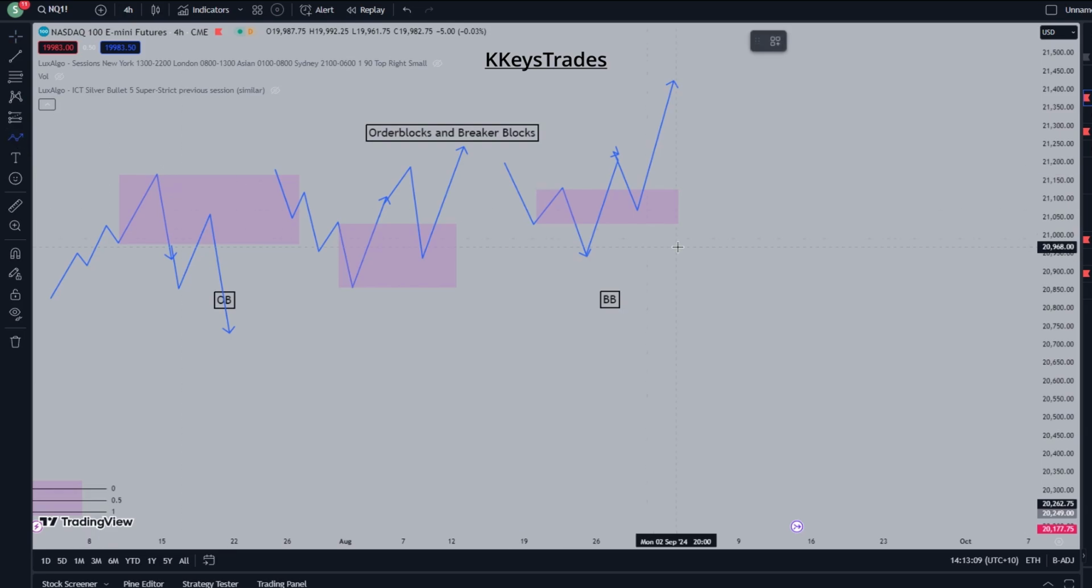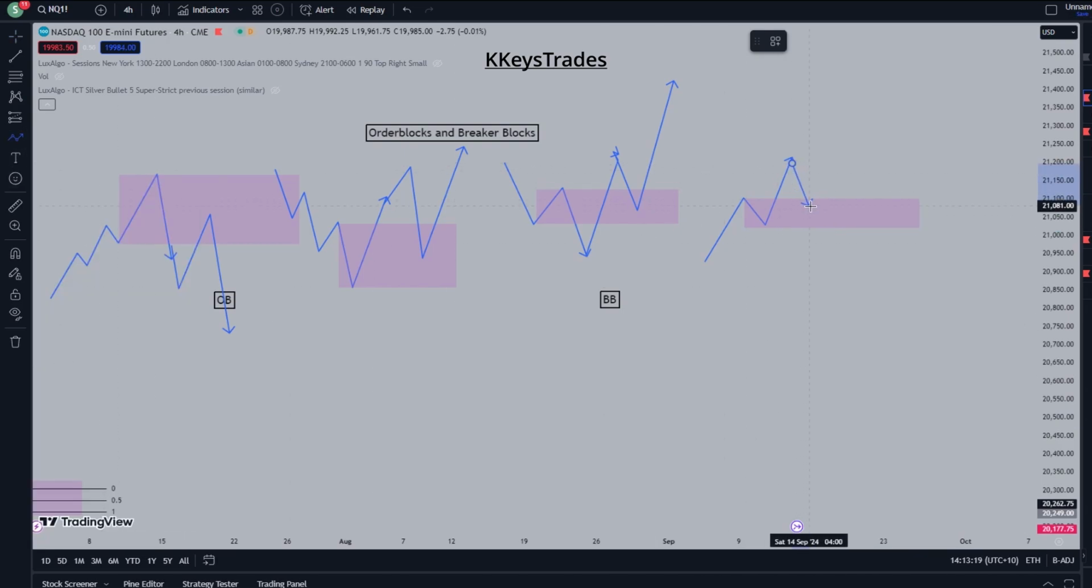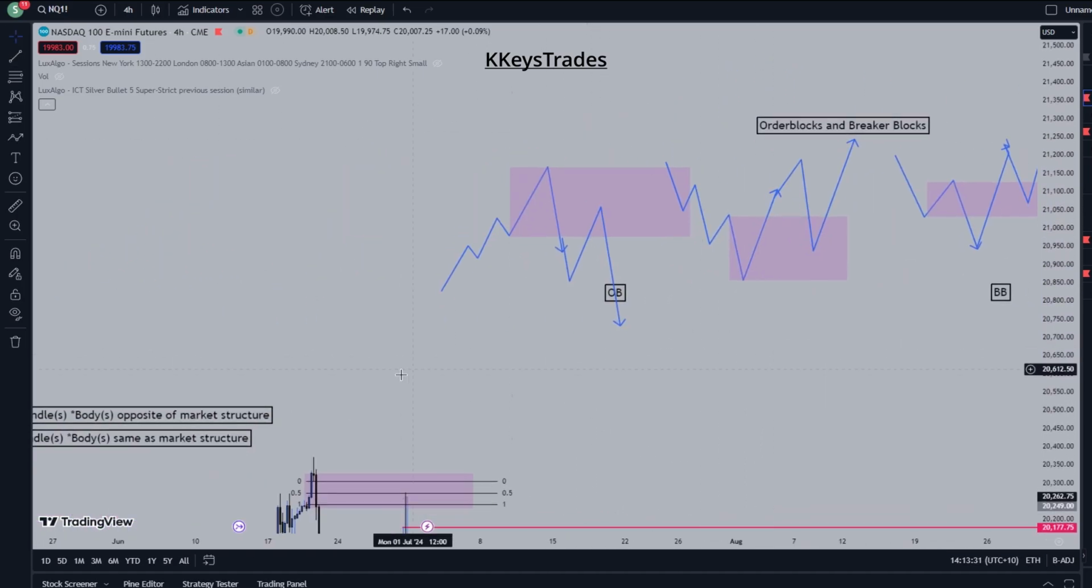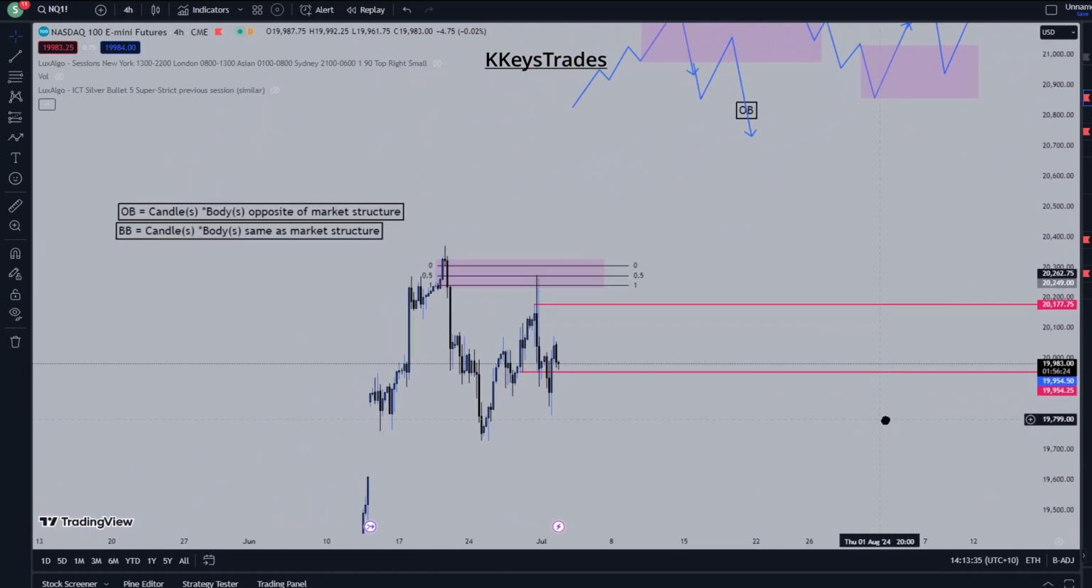Same thing, the market's trending upwards. We have our order block right here. We'd want to see price come back into it and continue higher, but it doesn't. Instead, it goes past the order block and then comes back up into that now breaker block and continues downwards. So essentially like this.